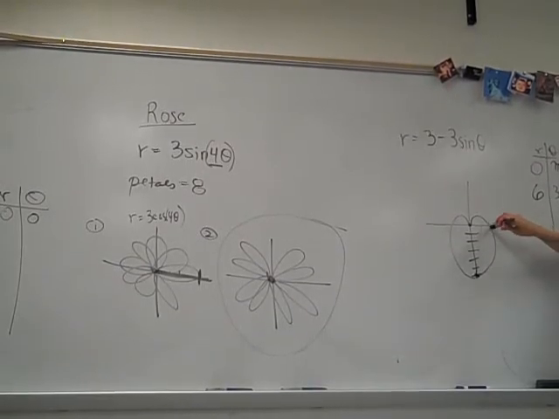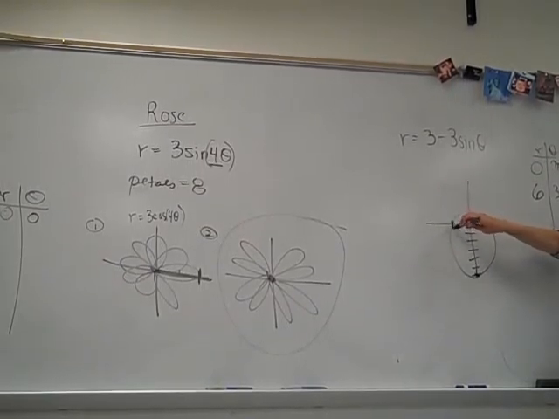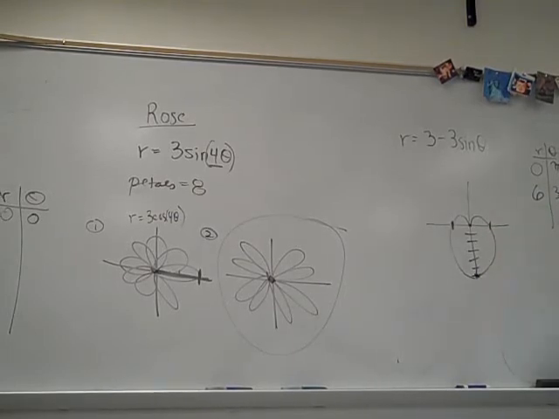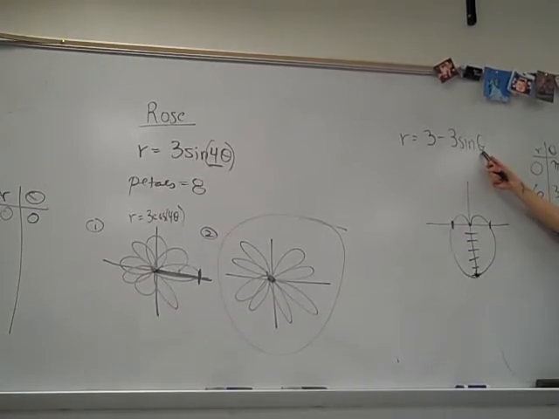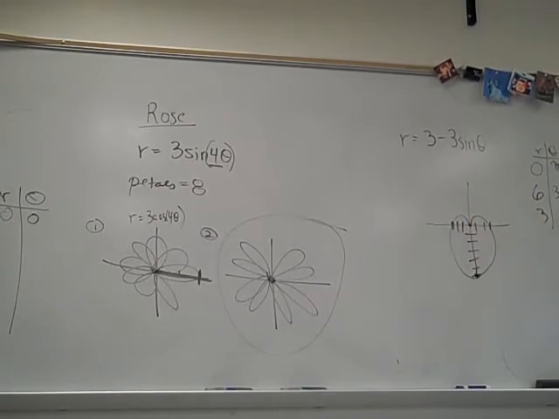And then, where were these points? I don't know if it matters. We can always plug in pi and see what we get. If I plug in pi, sine of pi is 0, so I just have 3. So then this is at 3 and negative 3.